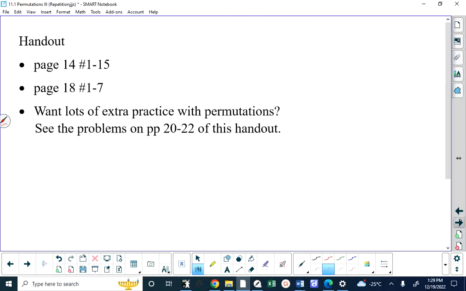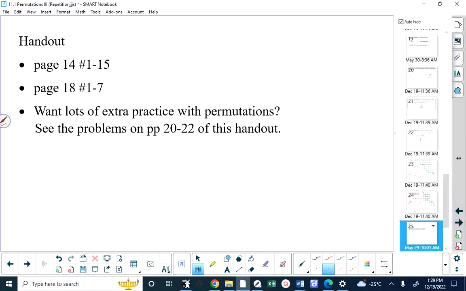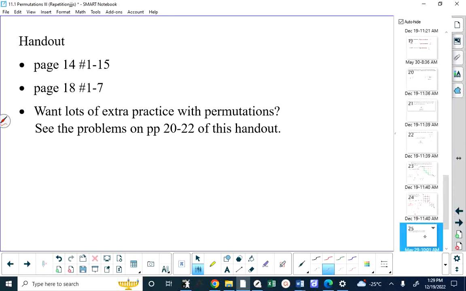So on page 14, 1 to 15 rather. And then page 18 is 1 to 7. You do not have to do all of these. When you get to page 18, I think what page 18 is going to be dealing with is the pathways. Page 14 is dealing with repetitions and identical items and just some extra practice. If you're really up for it, you don't have to do any of these if you don't want to, but if you feel the need for practice, page 20, 21, and 22 has just a boatload of permutations problems, okay?